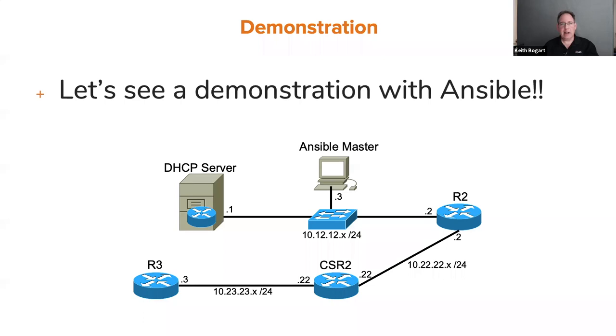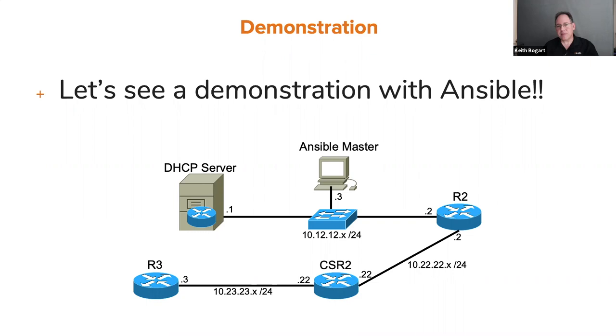Okay, so if you want to take a screenshot of this, feel free. This is the basic topology I've created for this demonstration. The way I've set this up is I have a server running VMware ESXi, and in that VMware environment, I've created a virtual machine running Ubuntu. So I've got an Ubuntu desktop in there, and that's where my Ansible master is. So in that Ubuntu desktop, I downloaded all the Ansible stuff with just a couple of commands.